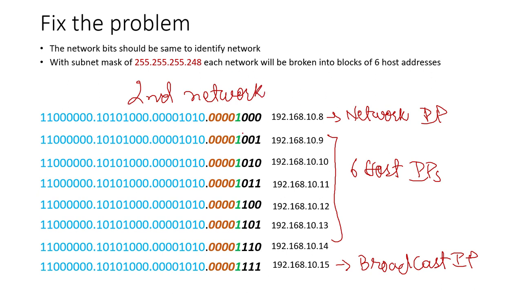If you look at the binary representation, this network is now identified by 1. This is also part of the network, by the way. Don't be confused by the green color. This whole is the network portion, and these last 3 bits are the host portion. Now, this is the next network. And the same way, we can create the third, fourth, fifth, sixth, and it can go up to 32. Why not more than 32? Because with this subnet mask, we can only go up to 32 networks.